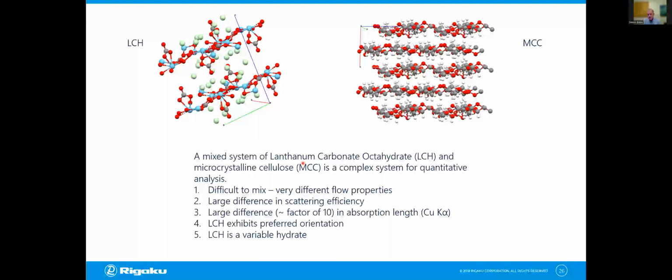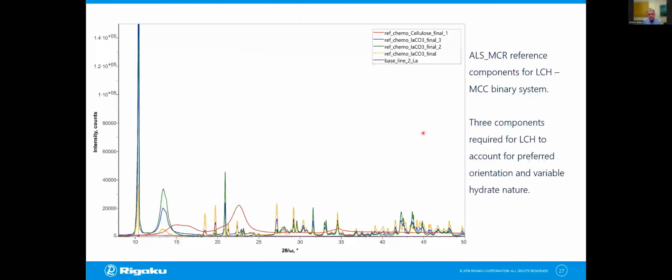It's an octahydrate as delivered or as received. But when you mix it in with other excipients, it exchanges water with the excipients. It can lose water, it can add water, and so that changes the lattice. So the lattice breathes. So it has all sorts of variability and complexities in it. And we truly wanted to pick the most complex example we could find to test this methodology.